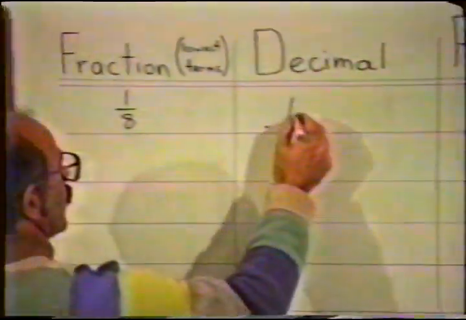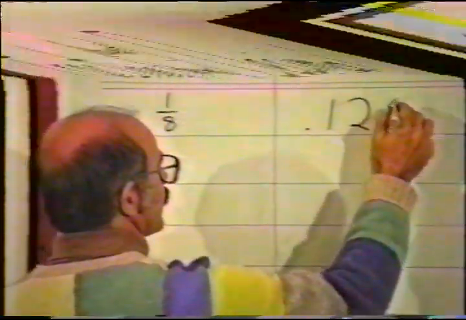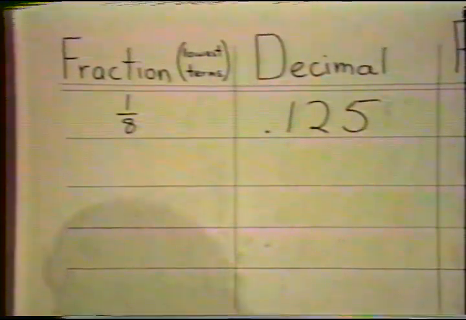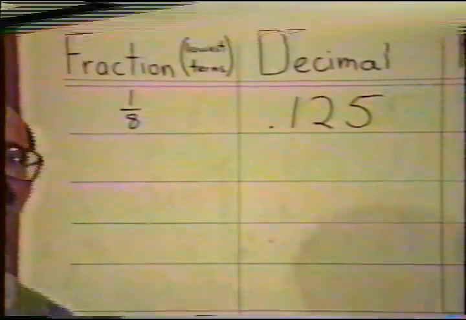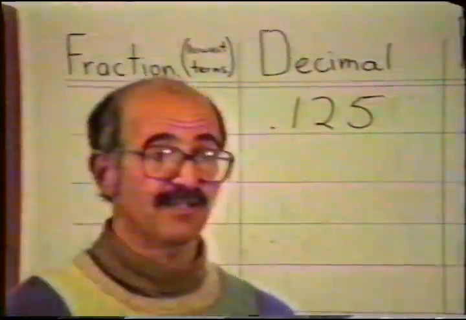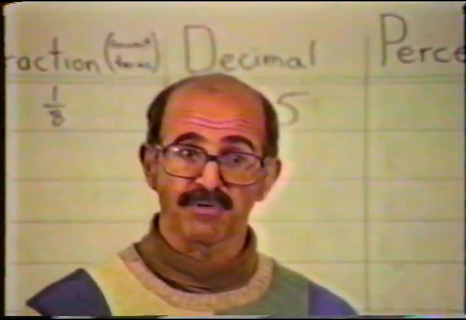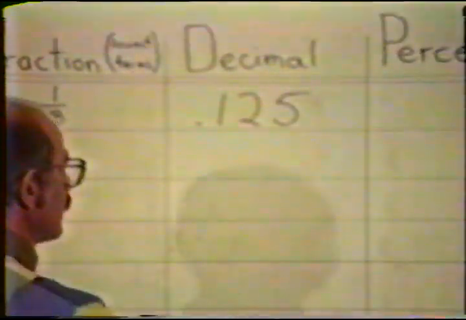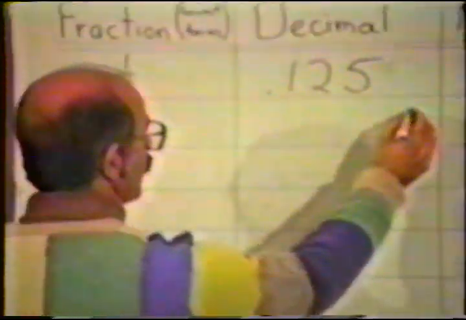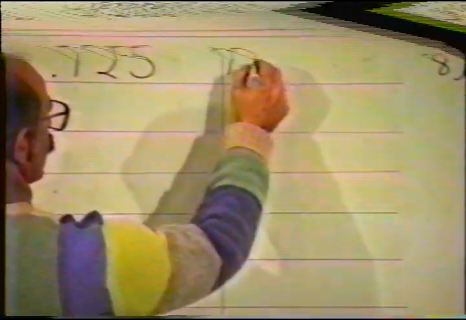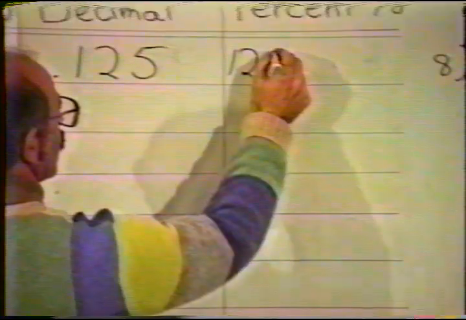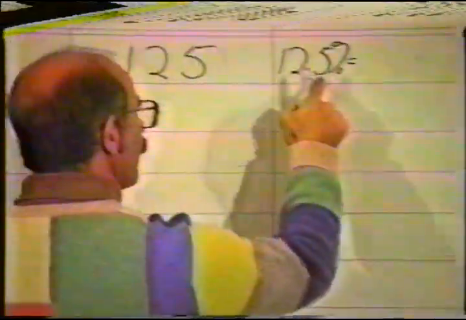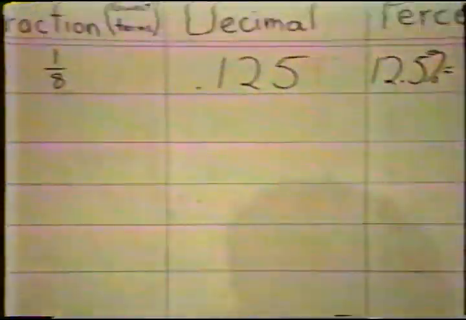Read me what this number says. 125 thousandths. Now we have to move the decimal point 2 places to the right and add a percent sign. 2 places to the right gives us 12.5%. How would you read that number?